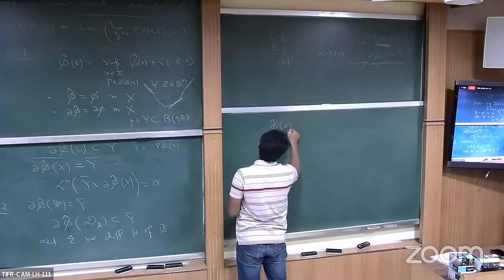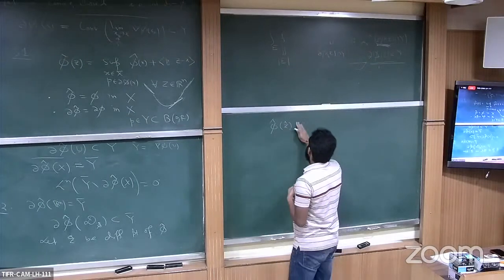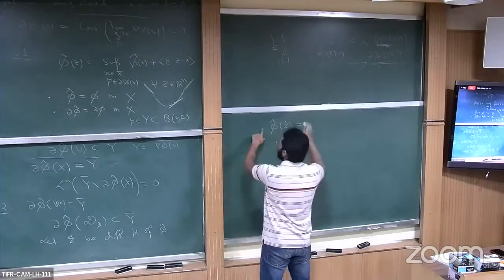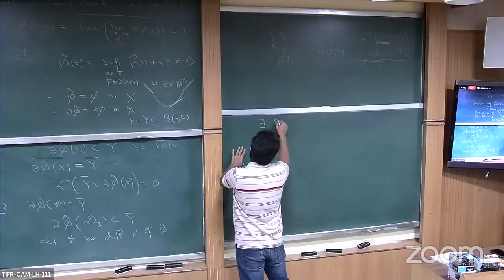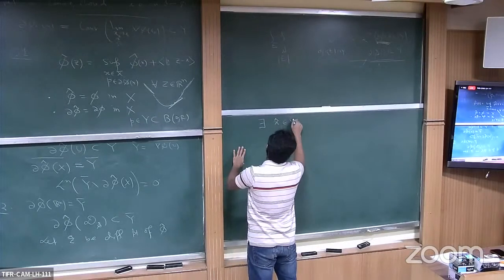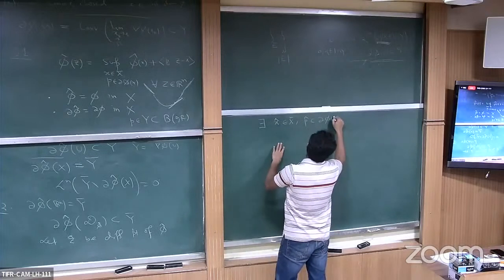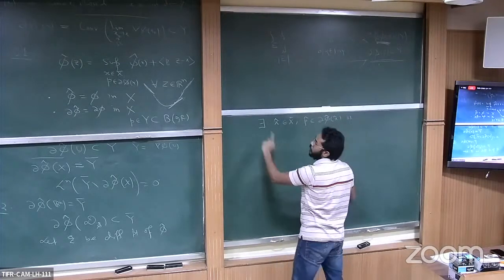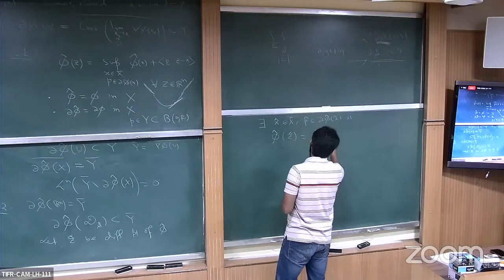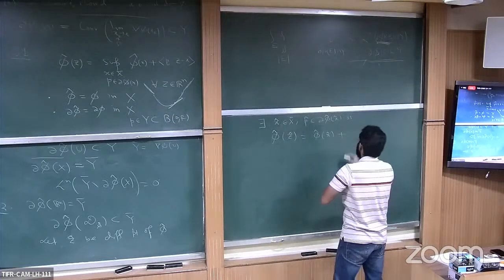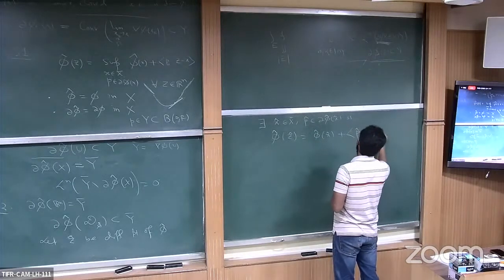this identity holds from my definition of z hat. I have at least there exists an x hat in x, and p hat in the subdifferential of phi at x hat, such that the equality is attained: phi hat of z hat is equal to phi hat of x hat plus p hat times (z hat minus x hat).